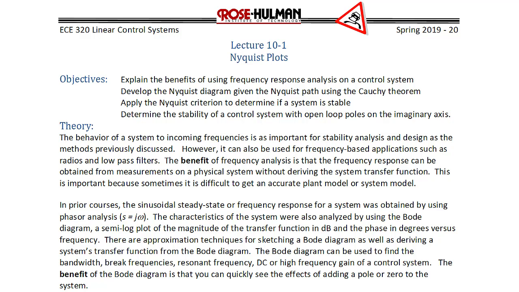Lecture 10-1, Nyquist plots. Objectives: explain the benefits of using frequency response analysis on a control system. Develop the Nyquist diagram given the Nyquist path using the Cauchy theorem. Apply the Nyquist criterion to determine if a system is stable. And determine the stability of a control system with open loop poles on the imaginary axis.